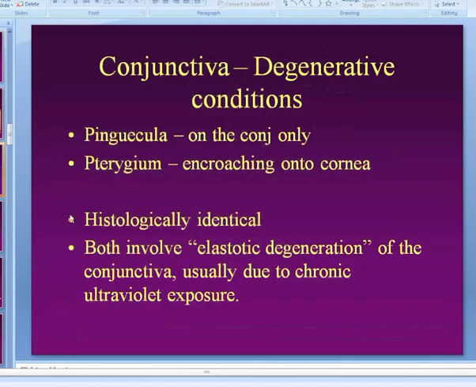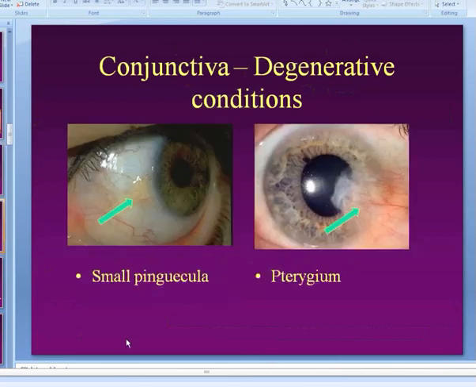There's some other degenerative conditions that you'll run into. People that live near the equator or spend a lot of time in UV light will get these growths onto the side of their cornea. They look like a wing. Pterygium is Latin, or the origin of the word, it means wing. So these wing-shaped actinic tissue growths that show elastotic degeneration under this microscope is called a pterygium.